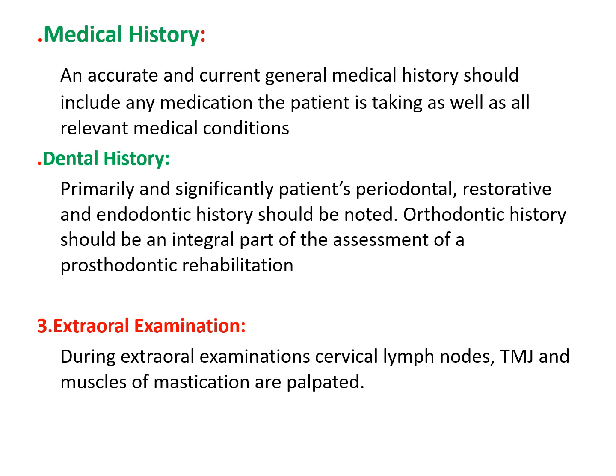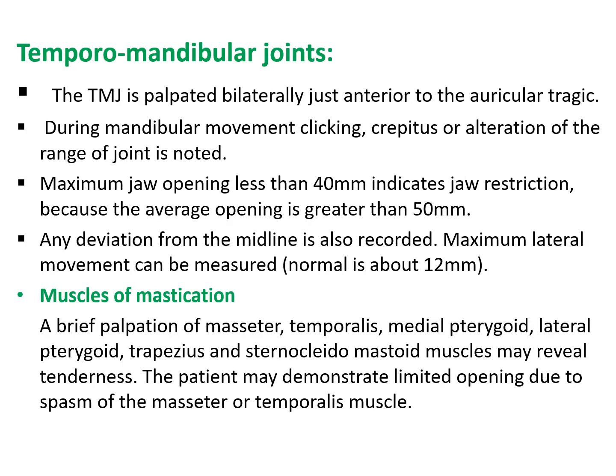Next is the extraoral examination. During extraoral examination, the cervical lymph nodes, temporomandibular joint, and all the muscles of mastication should be palpated and evaluated. The temporomandibular joint is normally palpated bilaterally, just anterior to the auricular tragus. During mandibular movement, clicking, crepitus, or alteration of the range of joint movement that is noted shows there is some underlying pathologic condition in the temporomandibular joint. So without ruling out a problem in the temporomandibular joint, we cannot go for prosthetic replacement.